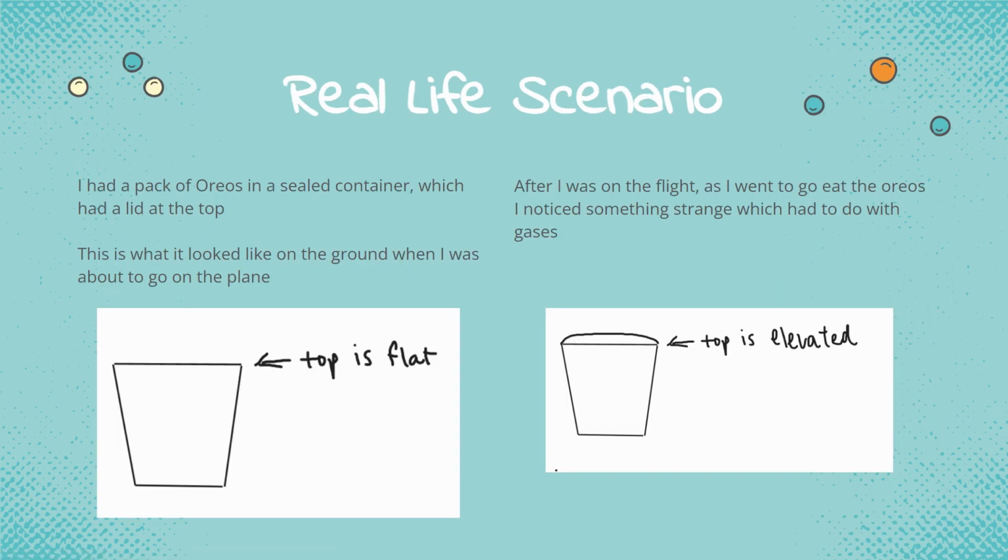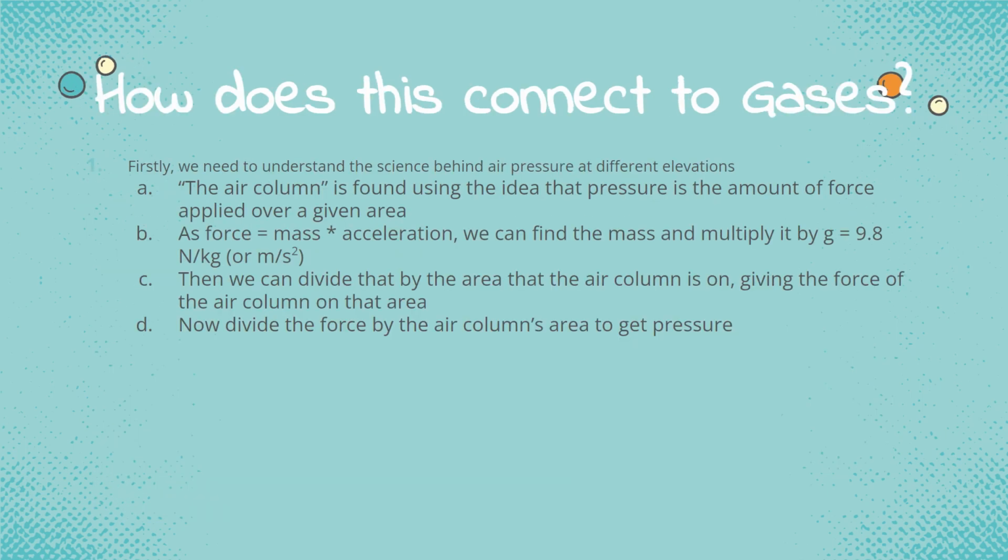And so here's a real life scenario. I had a pack of Oreos in a sealed container, which had a lid at the top, and this is what it looked like on the ground when I was about to go on the plane. As we can see, it's flat. And after I was on the flight, as I went to go eat the Oreos, I noticed something strange, which had to do with gases. So the top was elevated. So how does this connect to gases?